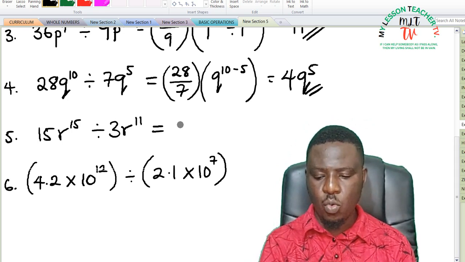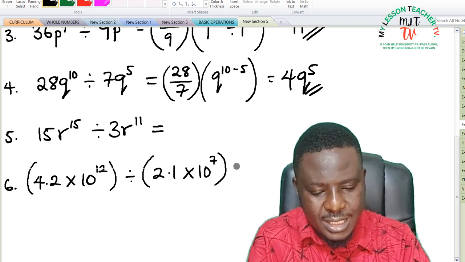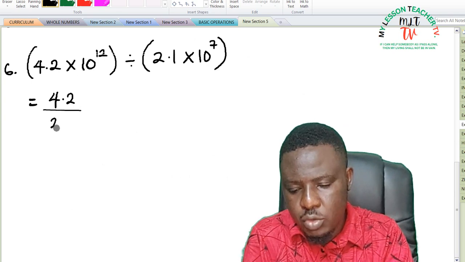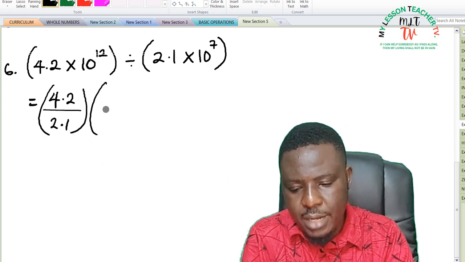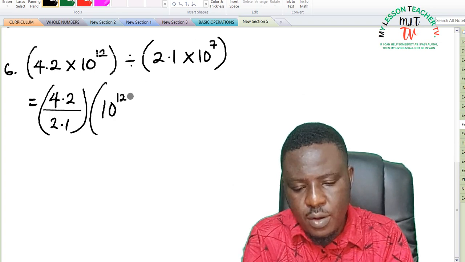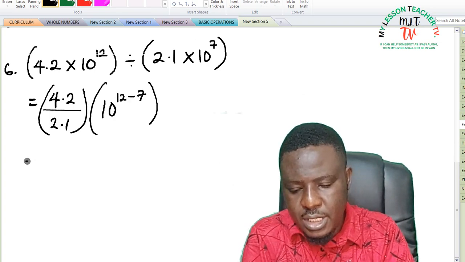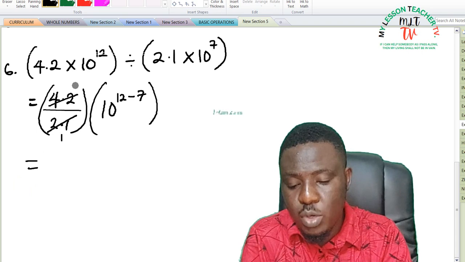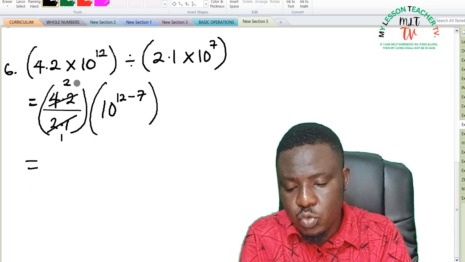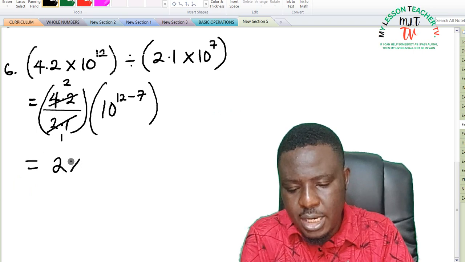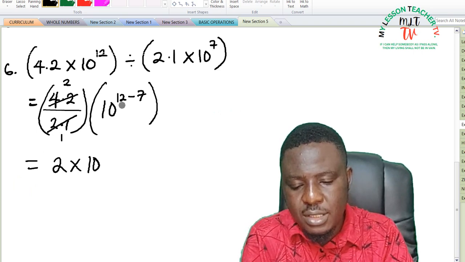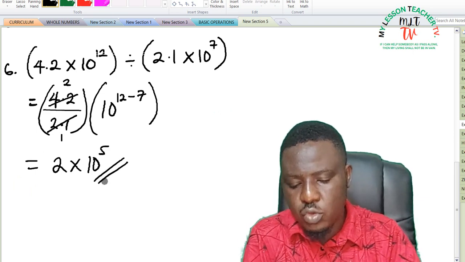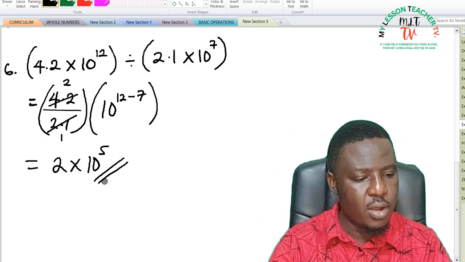Question 6. This is equal to 4.2 divided by 2.1 times 10 raised to the power of 12 minus 7. This is equal to 2.1 into itself is 1, 2.1 into 4.2 is 2. So this is said to be 2 times 10 raised to the power of 12 minus 7 is said to be 5. So we have 2 times 10 raised to the power of 5.